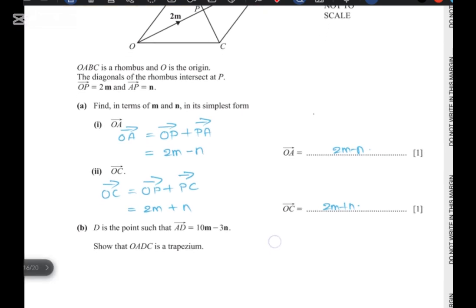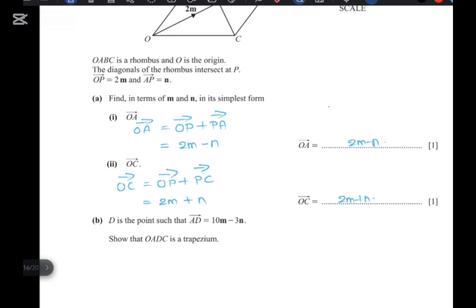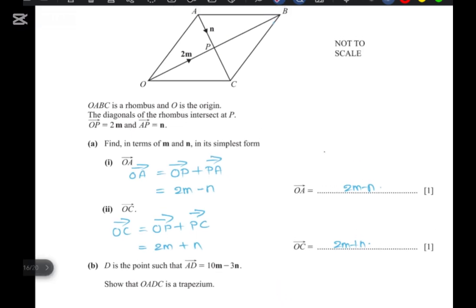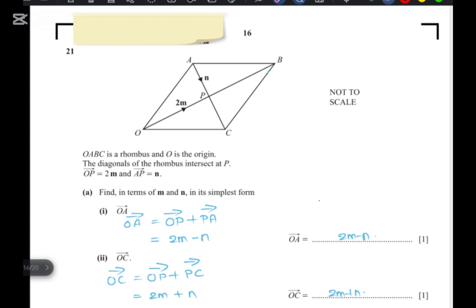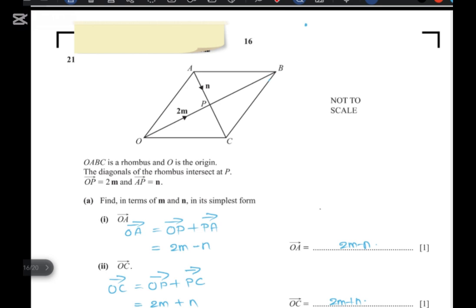Now question number B. D is the point such that AD is equal to 10m minus 3n. Show that OADC is a trapezium. Now there is a point D in such a way that AD is a vector which is 10m minus 3n, and show that OADC is a trapezium. To get the trapezium here, we need to draw it in the form of a trapezium, and D should be marked in that way. So we'll mark a point D here somewhere, such that if I connect A and D, it looks like a trapezium. Okay, this is the trapezium.